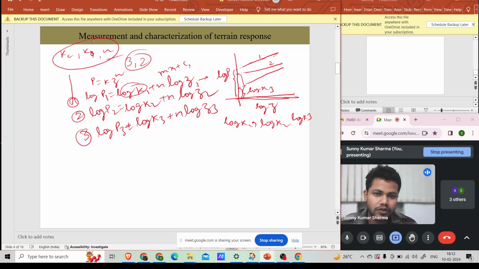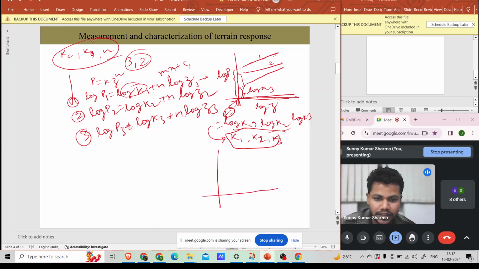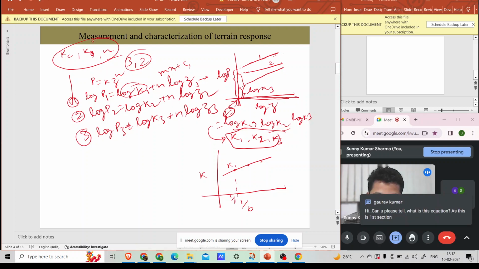From MS Excel, you can also draw this and then find the intercept. Or you can take log z equal to 0, which means z equal to 1. At z equal to 1, this will be nothing but log k1, log k2, log k3. So from log k1, k2, k3, you can obtain k1, k2, and k3. Suppose you have the log k1 value, then you can get k1 from there. And these k1, k2, k3 we will plot on k versus 1 by b, where k1 will be against 1 by b1.